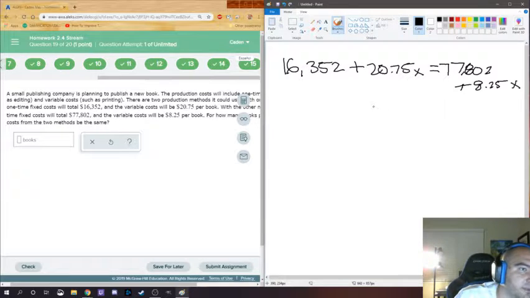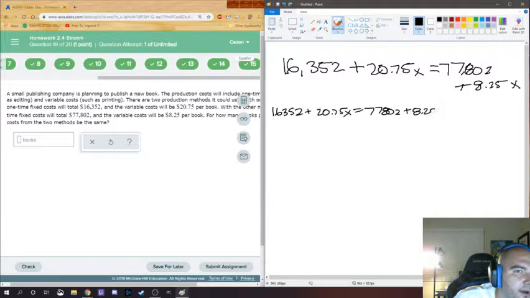So let me rewrite this more beautifully. I did a bad job. So here we go. 16,352 + 20.75x = 77,802 + 8.25x. Okay, great. So we've done a lot of this stuff already. We've solved problems like this. These are just big numbers, and second of all, it's got some decimals. Whoop-de-doo. But we solved stuff with the variable on both sides tonight, so just keep doing what you've got to do. Minus 8.25x on both sides.